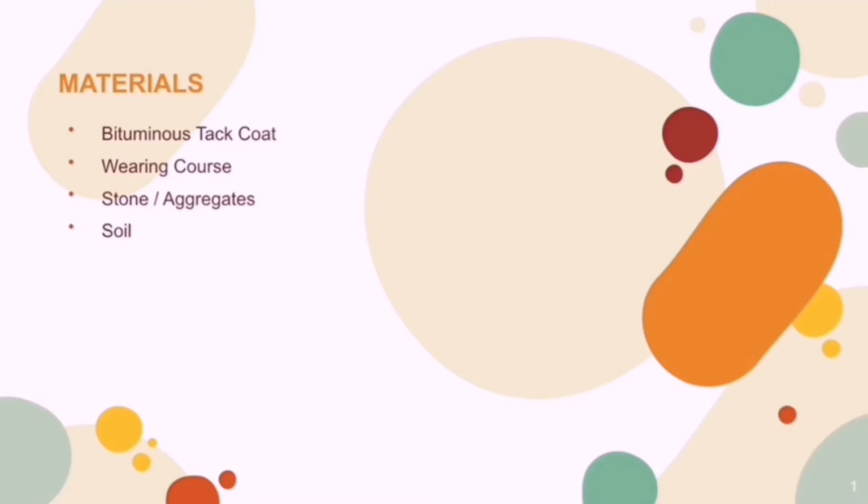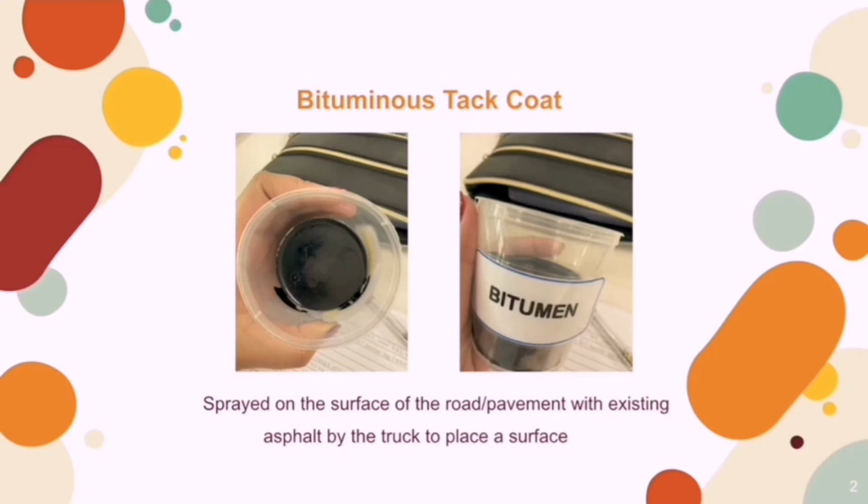First of all, I will be talking about materials. There are 4 types of materials used in flexible pavement, which are bituminous tack coat, wearing course, stone or aggregates, and soil. Okay, first of all, I would like to talk about the bituminous tack coat.